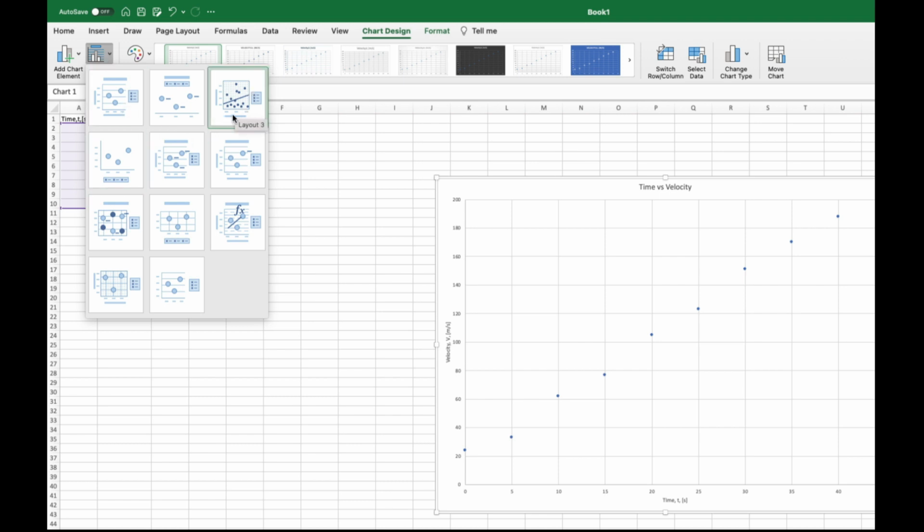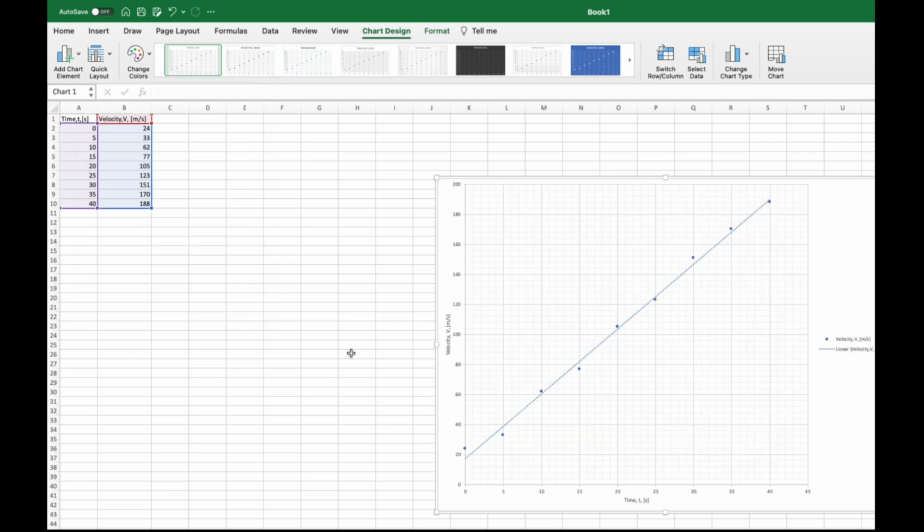Like you see, he's drawing a line for you. So that one will add you a trend line, or you can have this. He will give you the equation of the line as well. Let's try this layout 3 first. So he drew the trend for you, or the curve fitting.